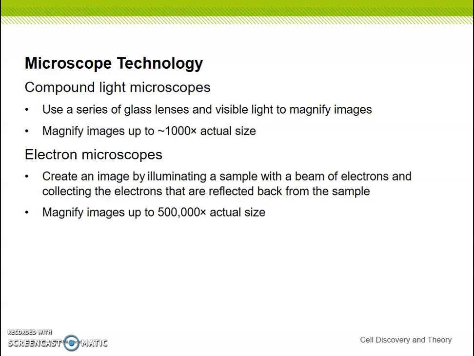Electron microscopes are a lot more complicated. They're a lot more expensive too. They create an image by illuminating a sample with a beam of electrons. And hopefully you remember that electrons are negatively charged subatomic particles. So they shoot the sample with a beam of electrons, and then they collect them whenever they bounce back. Collecting the electrons that are reflected from the sample helps create an image in a computer. And this can magnify the sample up to 500,000 times its actual size. So that allows scientists to see very small things in very great detail.